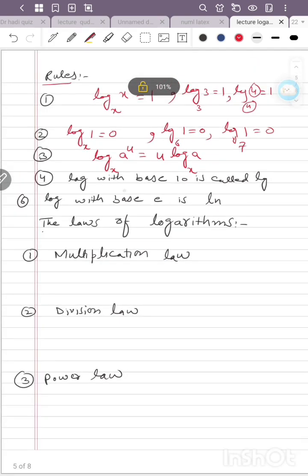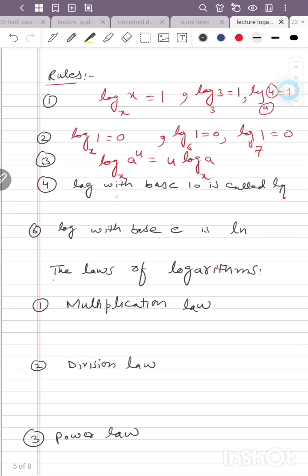Next, the log with base 10 is called lg. It is a very important property. When we write lg, it always means log base 10; they are the same thing. So log base 10 of 6 means lg 6. You don't write the base 10 there, because lg simply means the base is 10. Similarly, you can write log base 10 of 9 as lg 9.